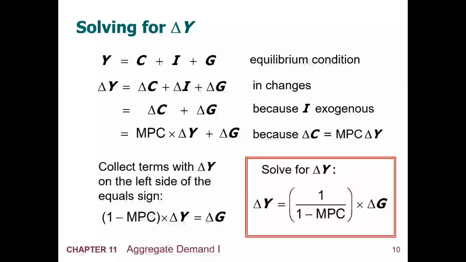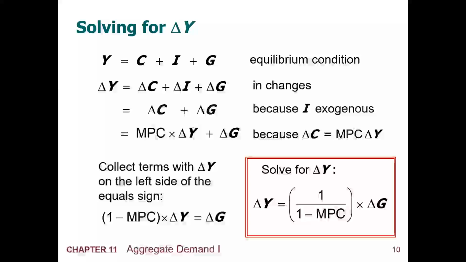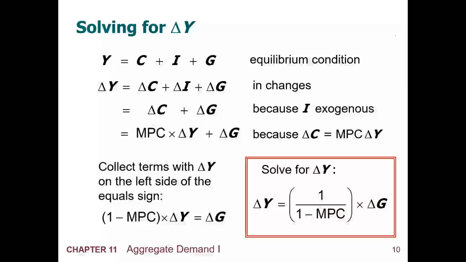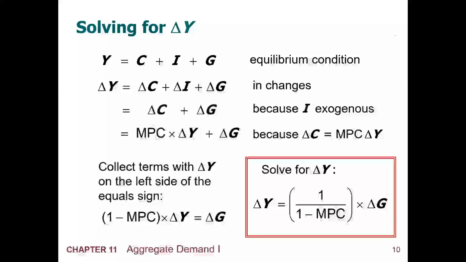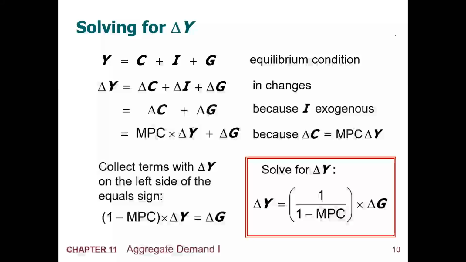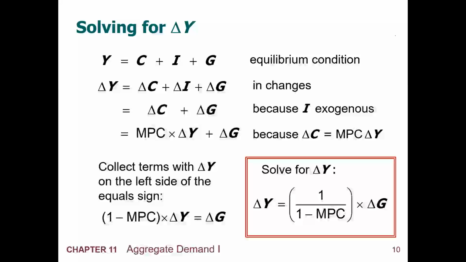each dollar spent contributes. For example, let's say the MPC is 0.25. So 1 minus 0.25, that's going to be 1 over 0.75. So 1 divided by 0.75 is 1.33. So each dollar spent by the government contributes 1.33 units to total output.